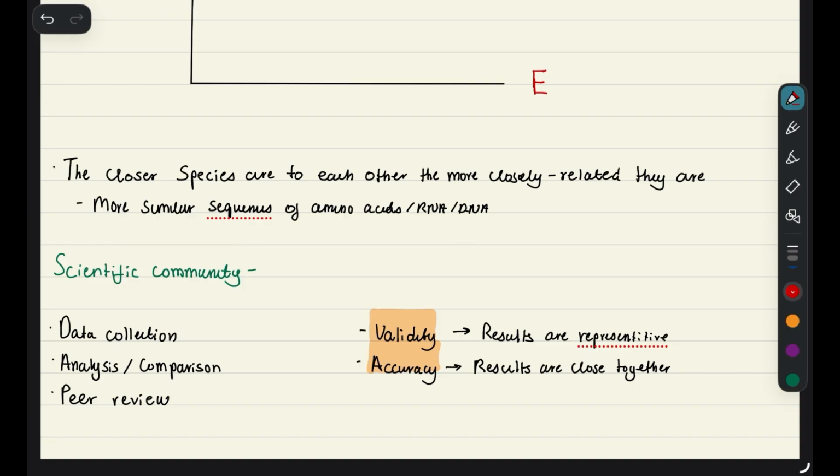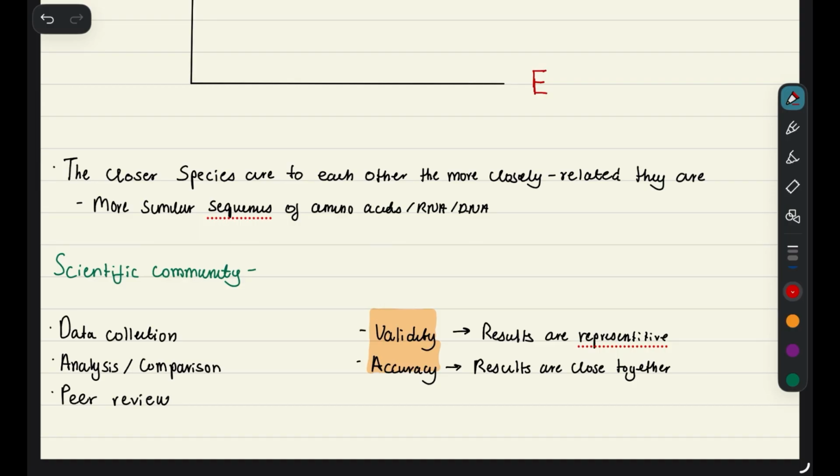Validity is saying that your results are representative. When we say representative, we mean we need a big enough sample size, we need a good method, we need our control variables, everything like that. You need to make sure those results are representative. Meaning, validity is that your results are close to the true value. That will make my experiment valid.